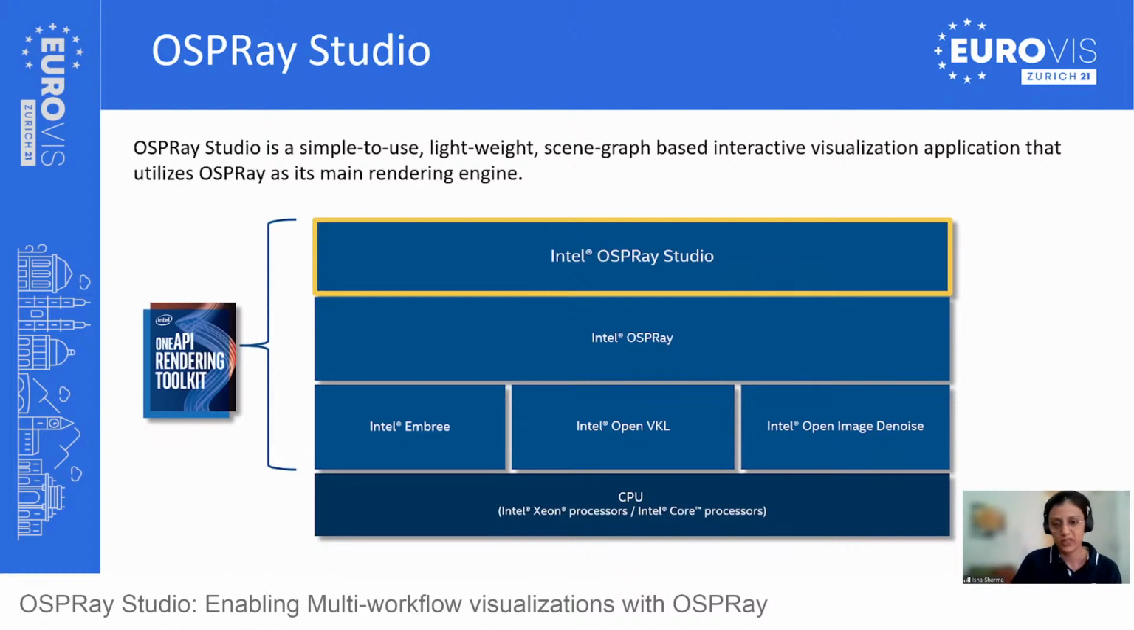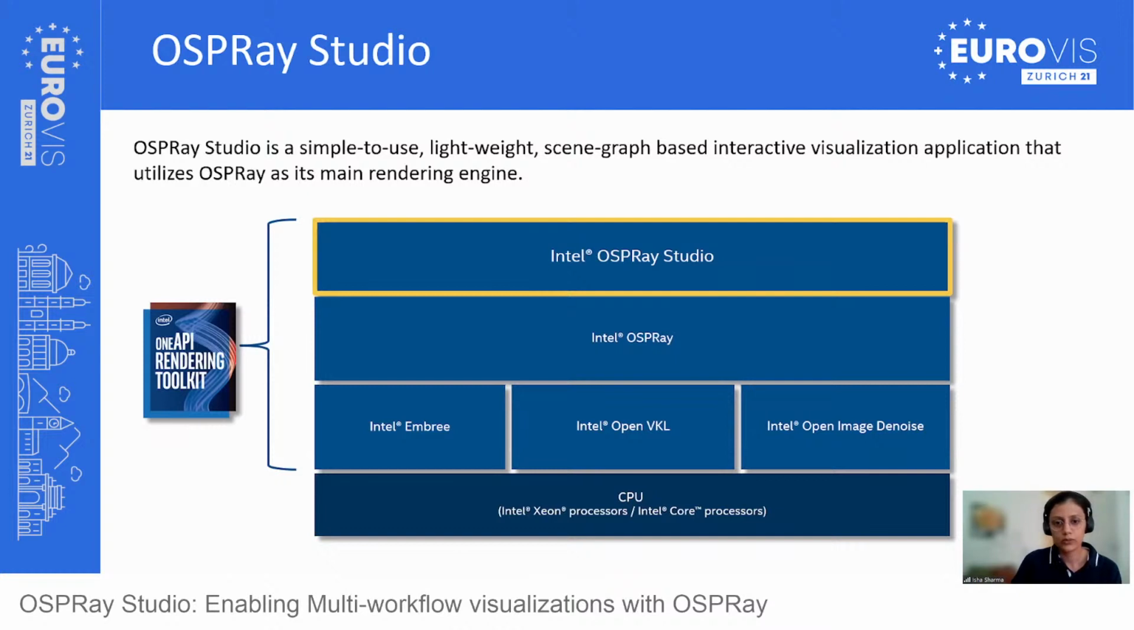For example, the path tracer for physically based rendering, and the SciVis renderer for raycast renderings for large scientific visualization data sets, and also ambient occlusion renderings, which in turn depends on ray acceleration data structures and algorithms of Intel Embree, volumetric rendering from OpenVKL, and denoising capabilities of Intel OpenImage Denoise.